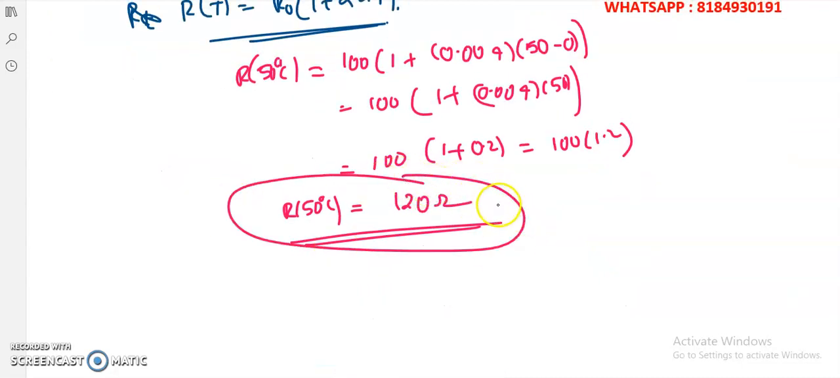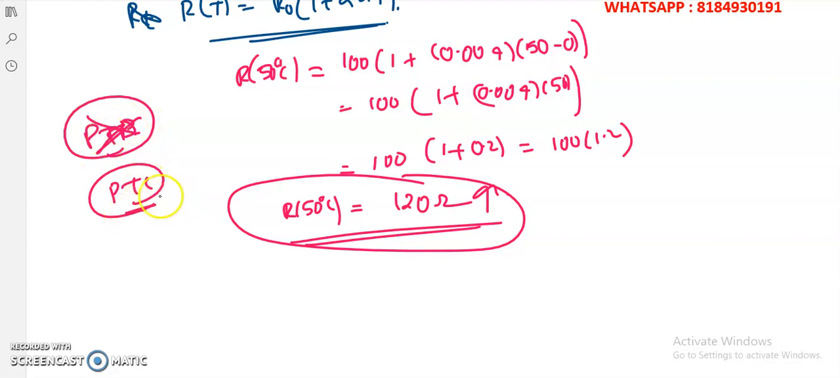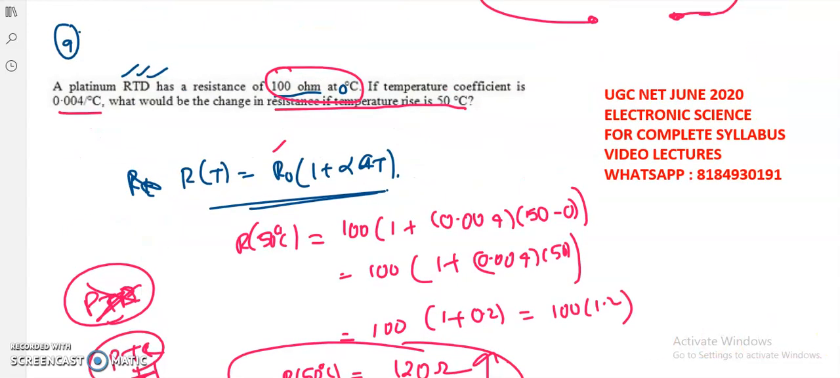That means if you increase the temperature, the resistance is also increasing. This concept is applicable for the PTC, positive temperature coefficient resistance. Positive temperature coefficient resistance means if the temperature increases, then the resistance also increases. So it is the formula applicable to this. Generally, if any RTD is designed with metal, platinum is a metal, then the metals have the PTC property, the positive temperature coefficient. That means if you increase the temperature, the resistance will increase.